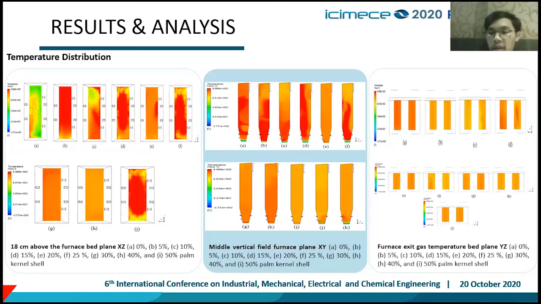The last one, the decrease in furnace temperature was due to differences in the heating value of coal and palm kernel shells. So palm kernel shell has a higher heating value than coal.